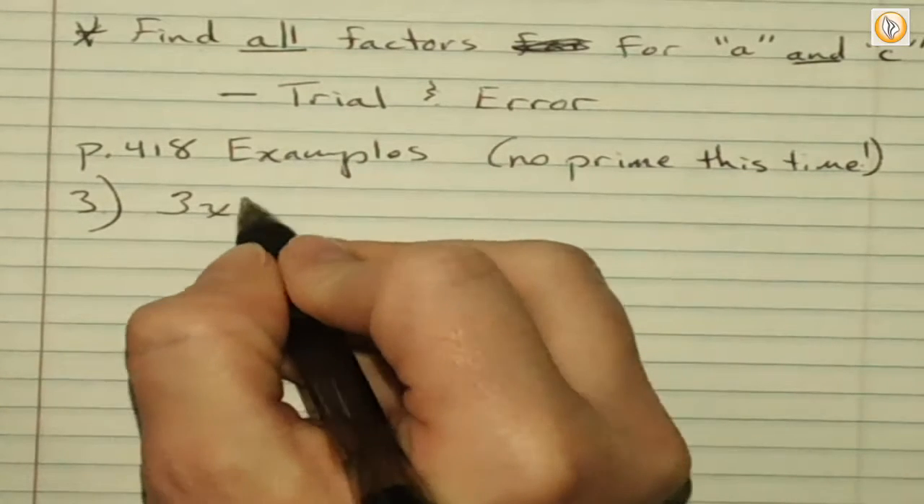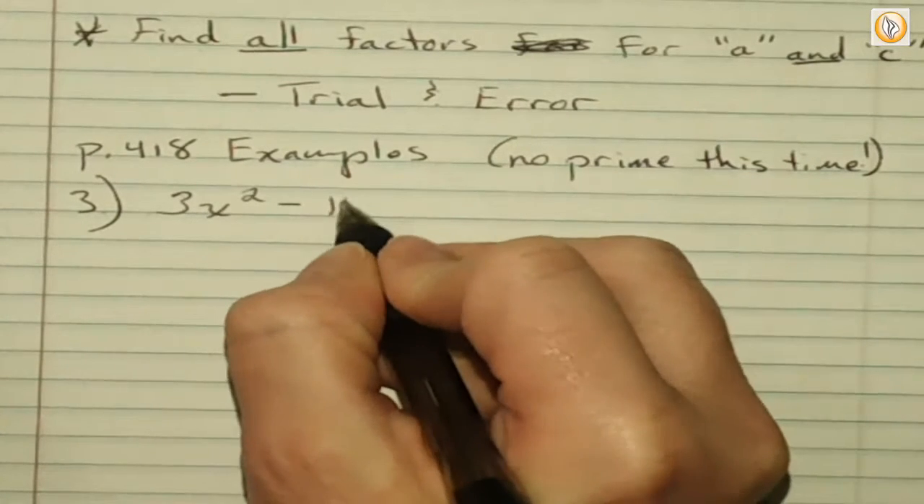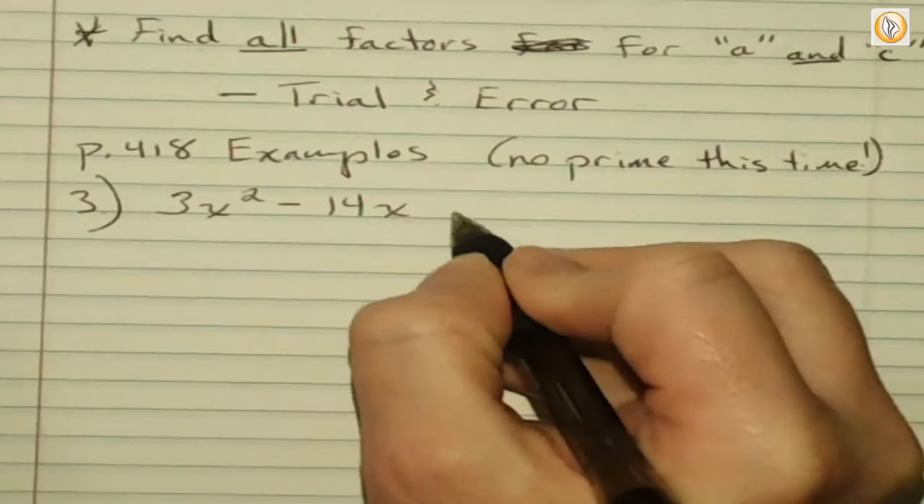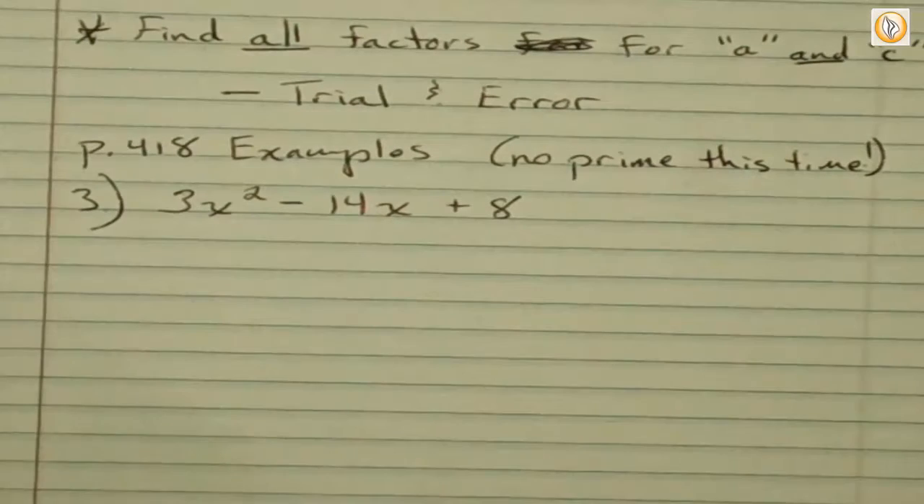All right, let's look at number 3. Number 3 is 3x² minus 14x plus 8. You all are writing this stuff down.